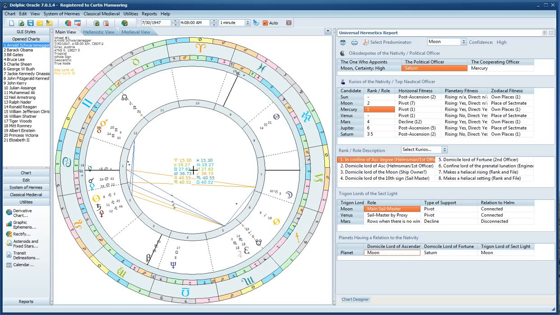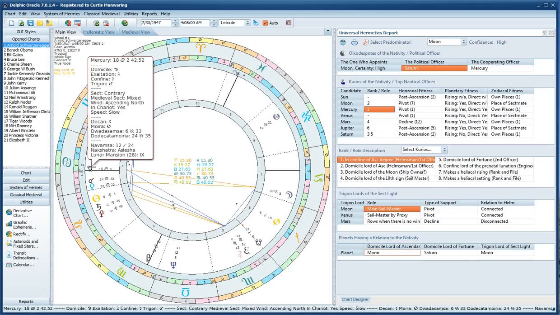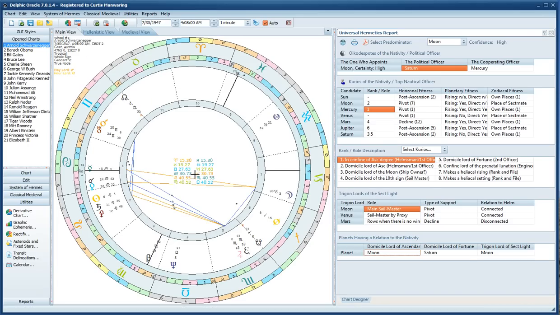Now, one should take a look. If one wants to know when, for example, these things take place, you want to know when they become Time Lords. This is what Valens says. So we know that one of the important planets is Mercury and the other one's Venus. The other one we want to take a look at here. Now, in terms of support for the nativity, we want to look at the Trigon Lords of the sect light.